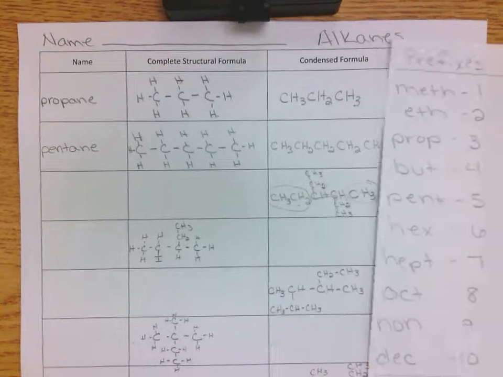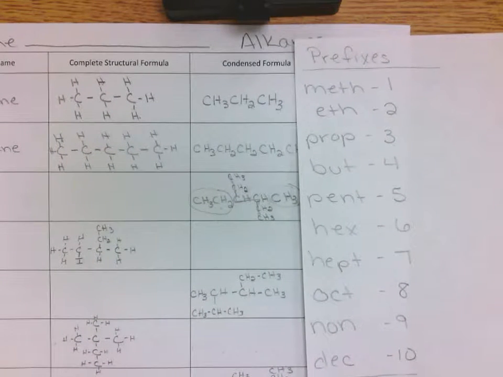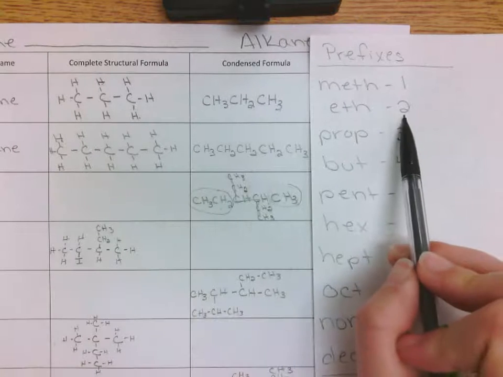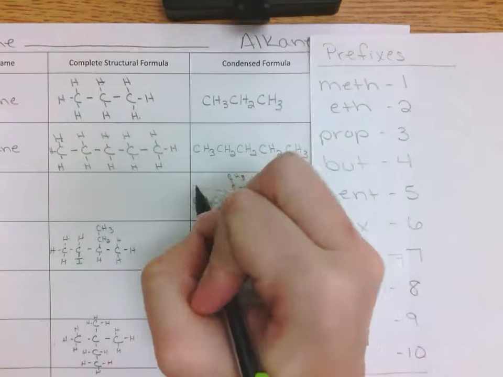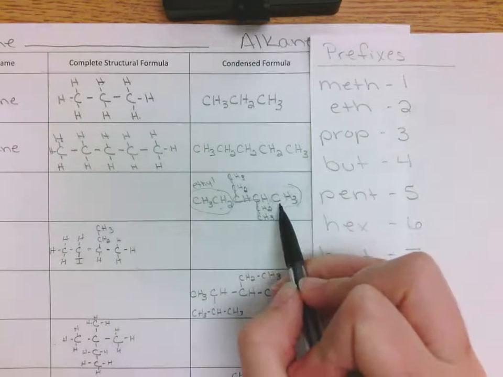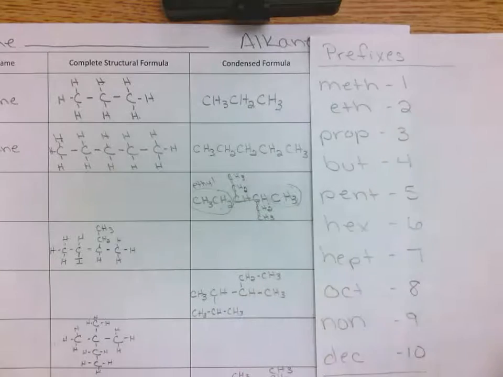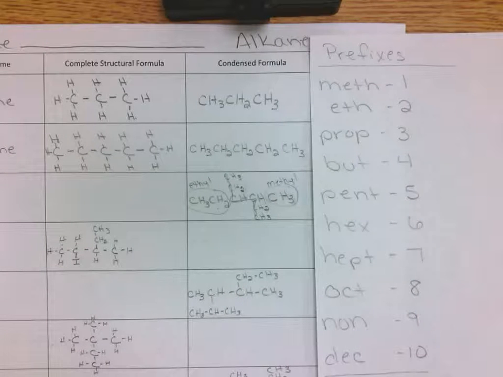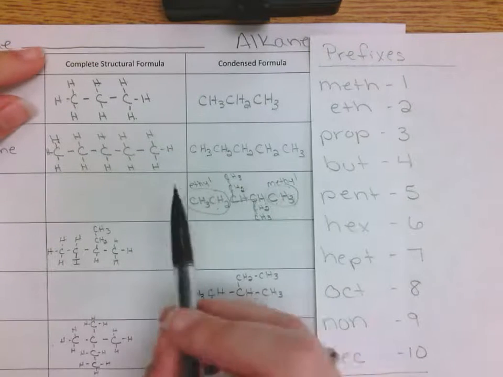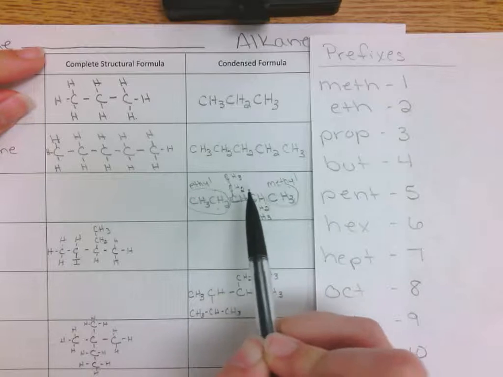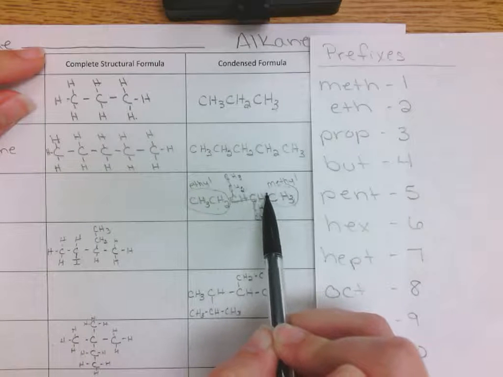So go back to our prefixes here. In this branch, there are 2 carbons. 2 is eth, branches end in yl, so this is called ethyl. This branch only has 1 carbon, and the prefix for 1 is meth, branch is yl, so this one is called methyl. Now we have to figure out what carbon it is attached to. So if we start counting from the top, 1, 2, this one's attached to carbon 3. This one would be attached to carbon 4.